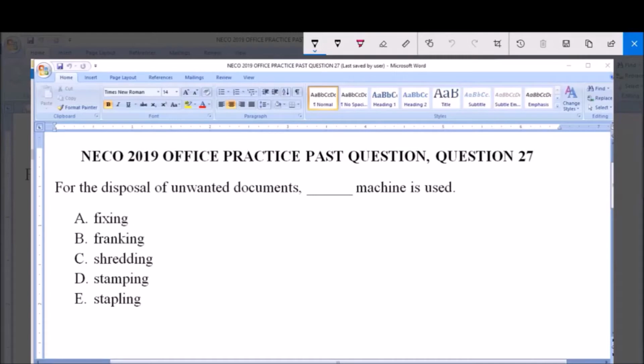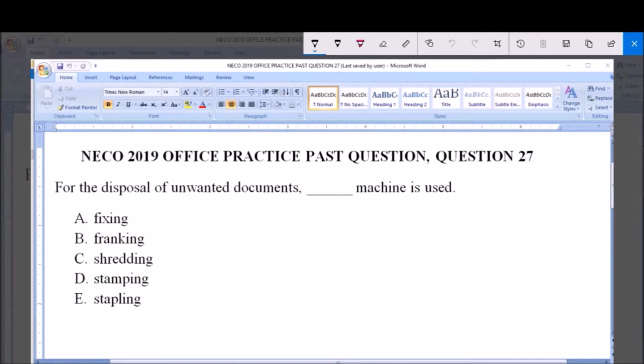I will be answering NECO 2019 Office Practice Past Question, question 27. For the disposal of unwanted documents, dash machine is used. A. Fixing machine, B. Franking machine, C. Shredding machine, D. Stamping machine, and E. Stapling machine. Now we have to know the uses of the following machines for us to pick our answer.